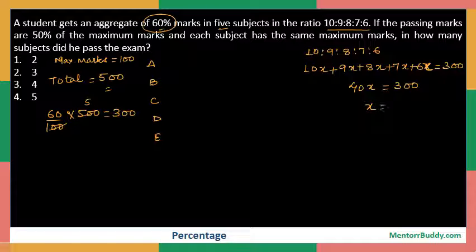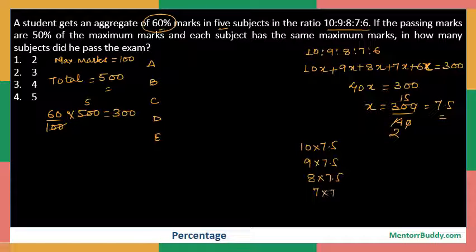So from here x comes out as 300 divided by 40. If we do a cancellation, this gives me 15 by 2, and that is equal to 7.5. So because x is 7.5, now the marks are 10 multiplied by 7.5, 9 multiplied by 7.5, 8 multiplied by 7.5, 7 multiplied by 7.5, 6 multiplied by 7.5. So these are the marks that he has obtained in all these subjects.